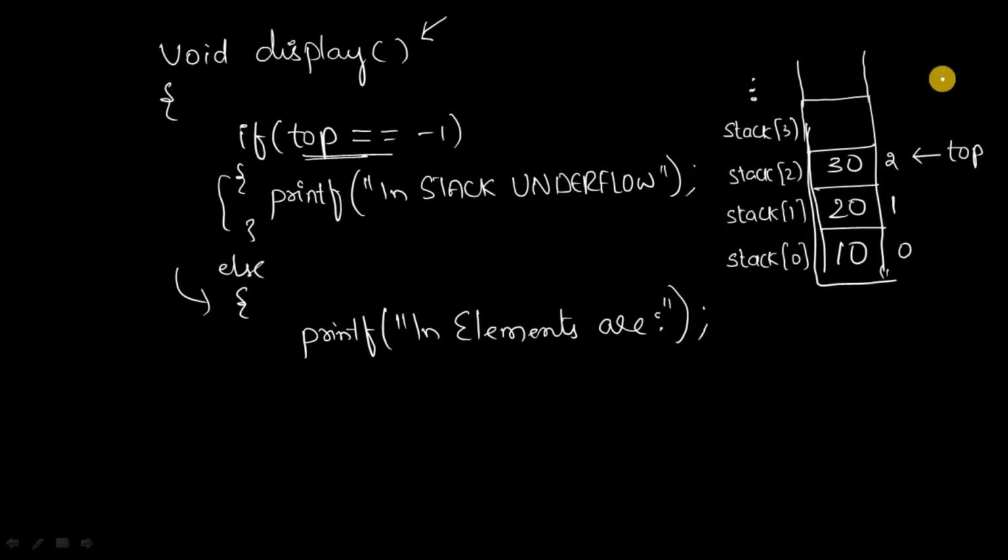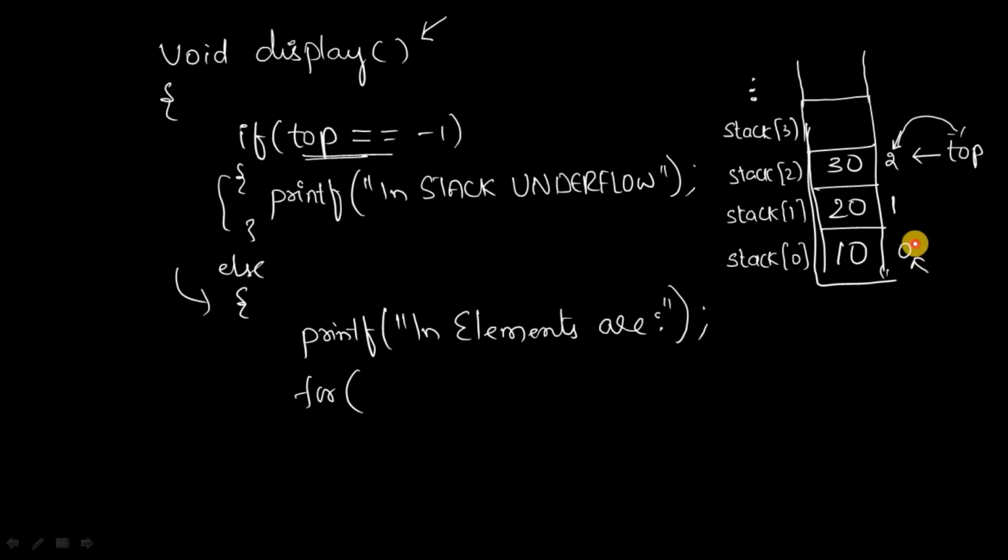Now, see the example here. There are three elements in the stack: 10, 20, 30. Now, I have to display all the three elements starting from 10 till 30. So here I have to use a loop. Why? Because I have to print the elements one by one. So I will use the for loop. See here, I am going to start from index 0 and go till 2, right? So starting from 0 till 2. What is this 2? This 2 is present in top, right?